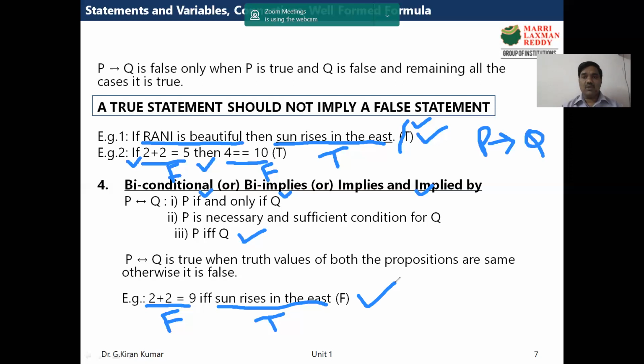So these are all the different connectives and how they work when more than two propositions are involved. Next class we'll discuss how to construct truth tables and other details. Thank you.